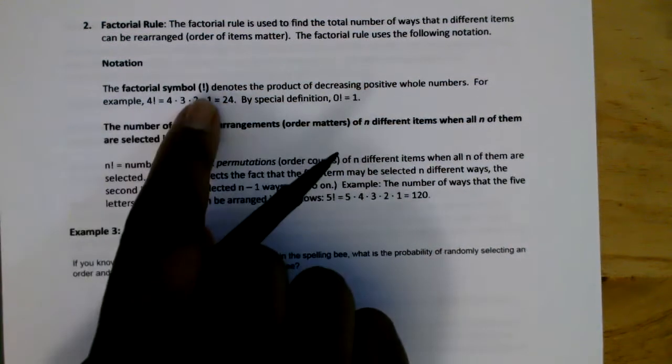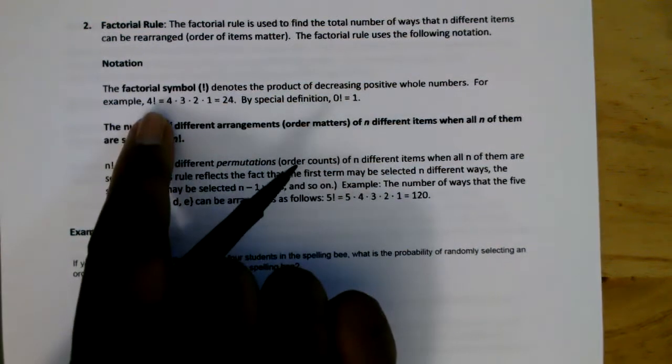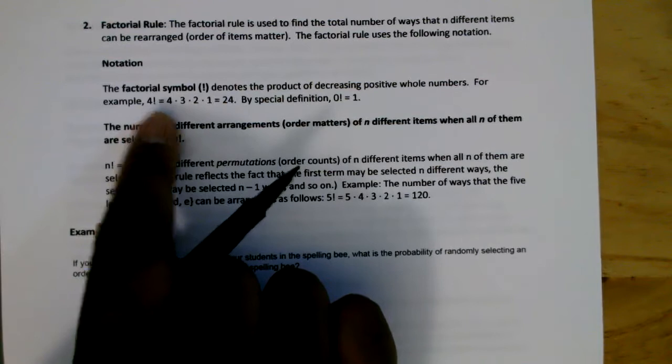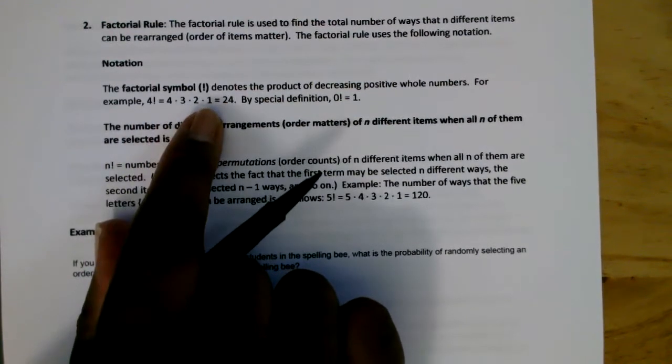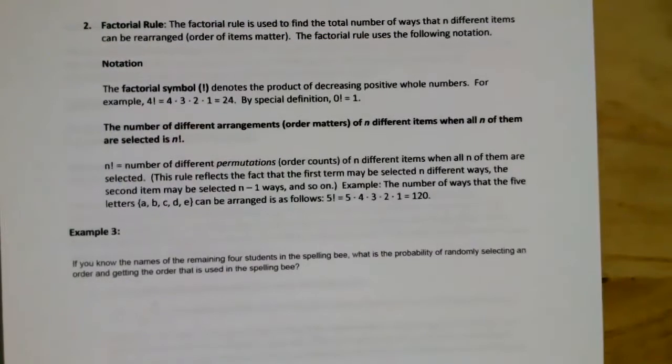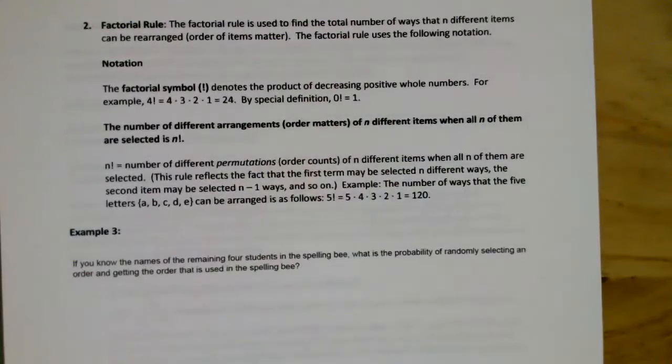We use the factorial symbol, which is the exclamation mark. That denotes the product of decreasing positive whole numbers. For example, 4 factorial is equivalent to 4 times 3 times 2 times 1, and if we multiply that out, you'll get 24. And by special definition, 0 factorial is automatically going to be 1.